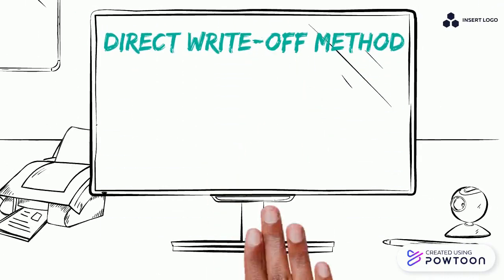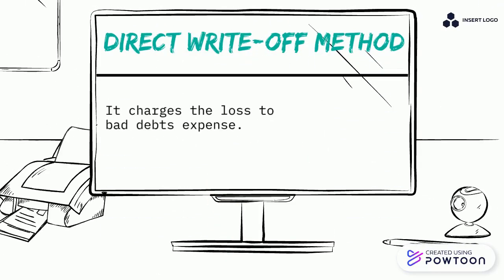The direct write-off method is used when a company determines receivables to be uncollectible. It charges the loss to bad debt expense. With a direct write-off, a specific amount receivable is deducted from sales revenue in the period it is deemed uncollectible.